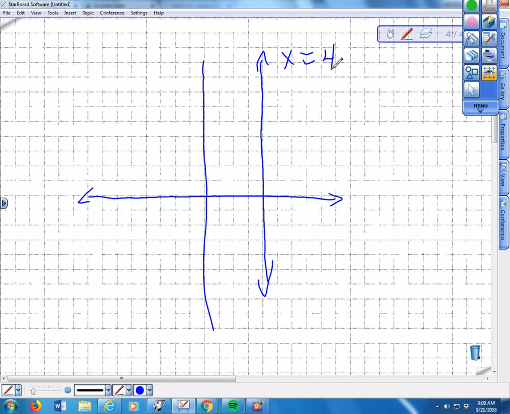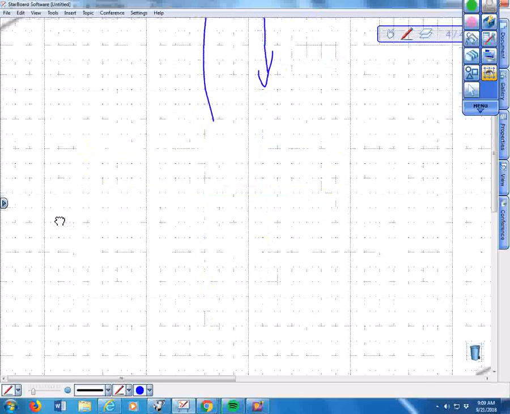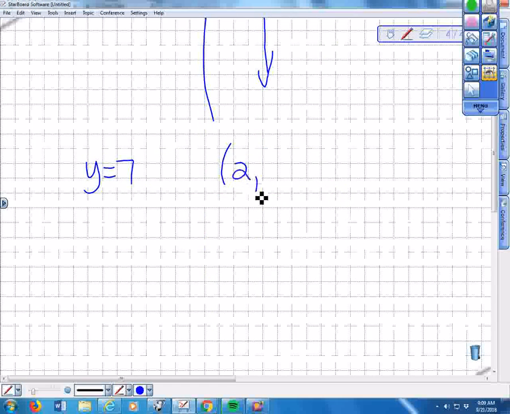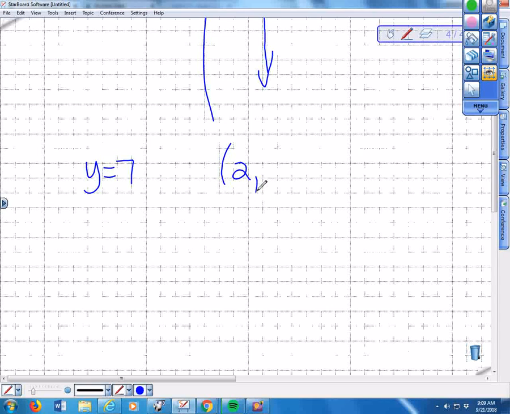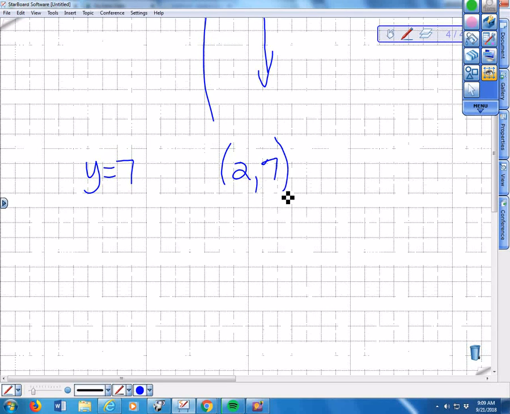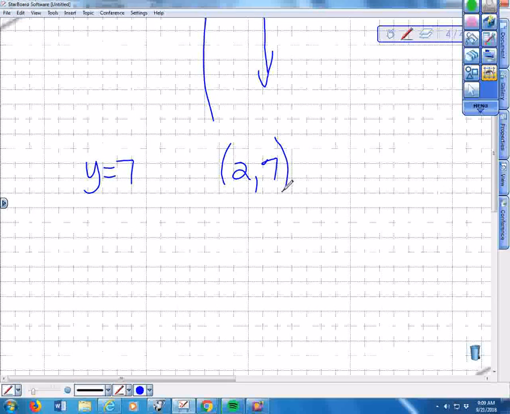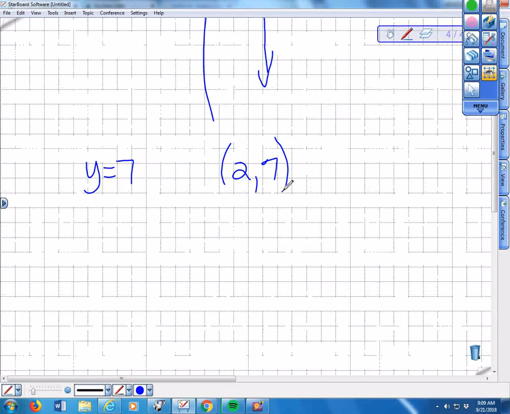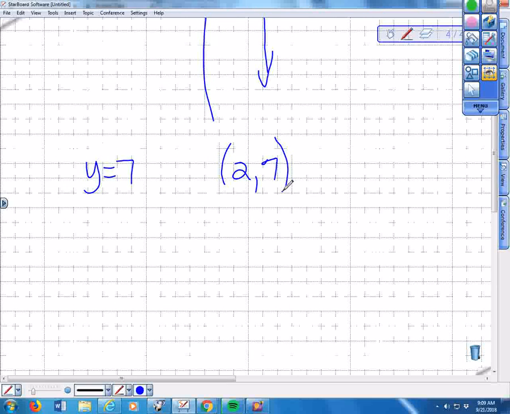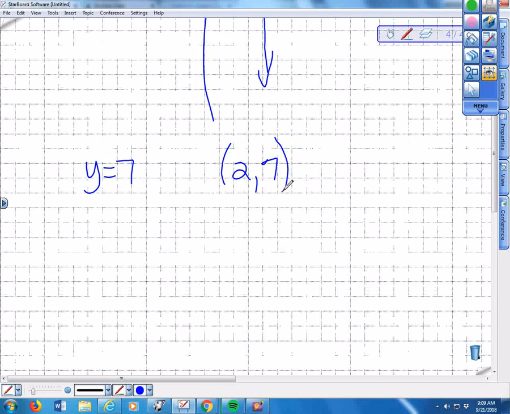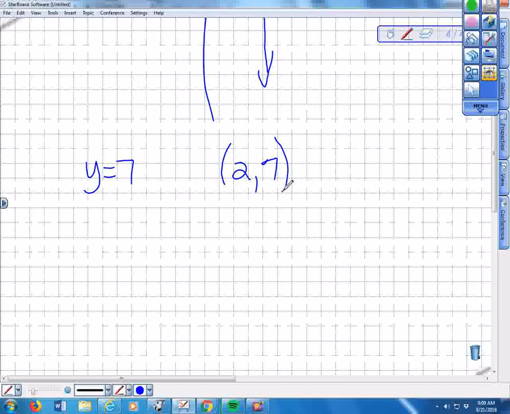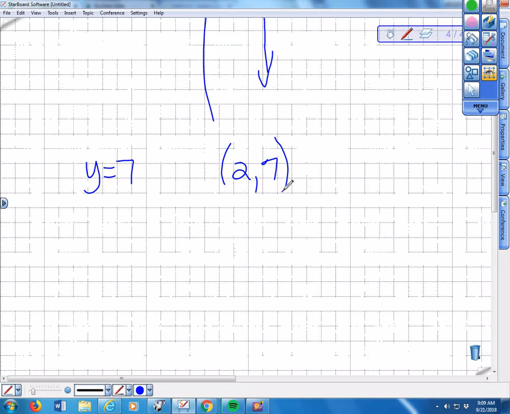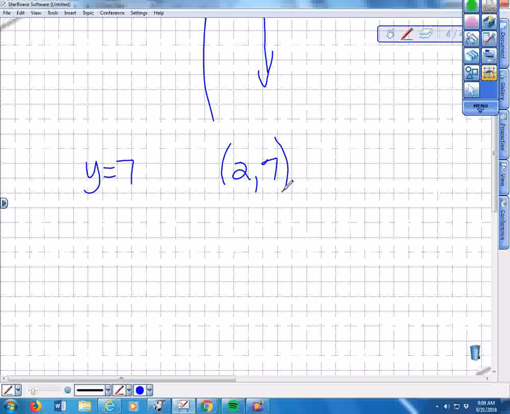So if I give you the equation of the line y equals 7, I want you to find the equation of the line perpendicular to this line that goes through the point 2, 7. How would you do that?